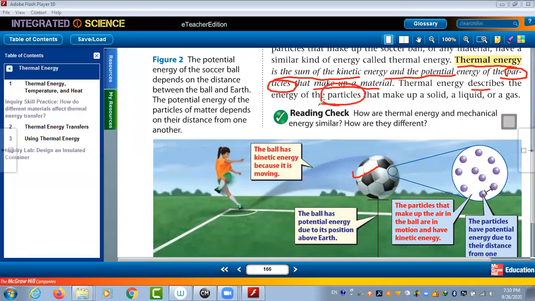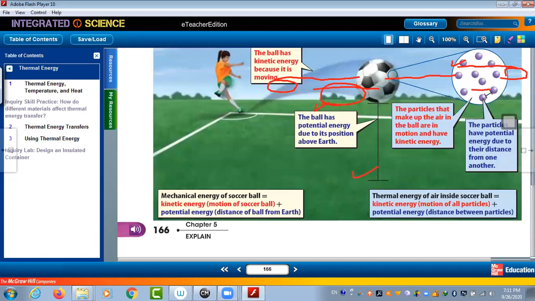Pay attention. If I give you a question about the kinetic and potential energy of particles, is it mechanical or thermal? When I say particles, you have to notice: thermal energy. And here, mechanical energy of a soccer ball equals kinetic energy plus potential energy. We are talking about the object, the soccer ball.